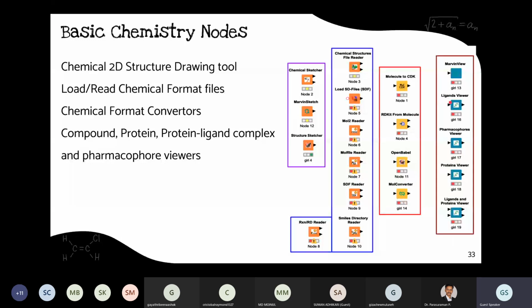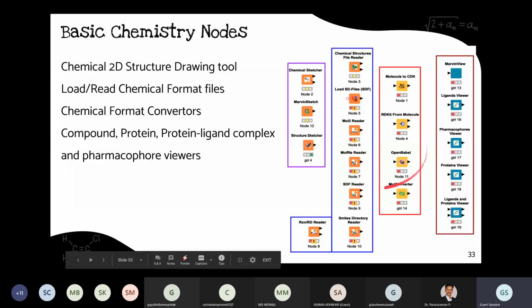Then we have visualizers. Marvin View will help you to visualize all the 2D, 3D structures. Ligands Viewer is a 3D viewer which helps you to visualize the molecules. Pharmacophore Viewer will help you to view the pharmacophore mapping. Proteins Viewer will help you to view proteins. Ligand and Protein Viewer will help you to look at the complexes. So all these basic nodes are also available in KNIME.